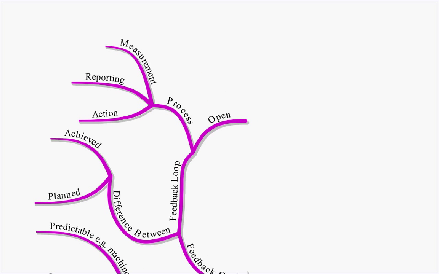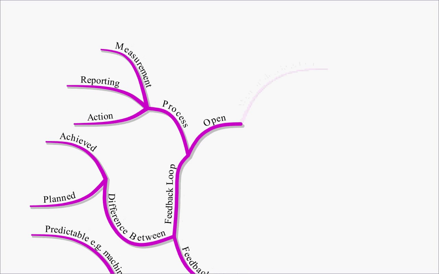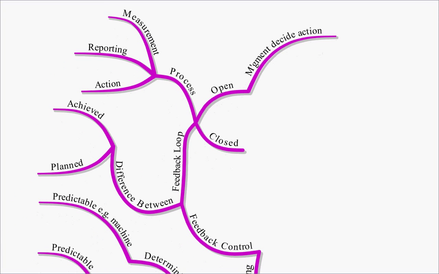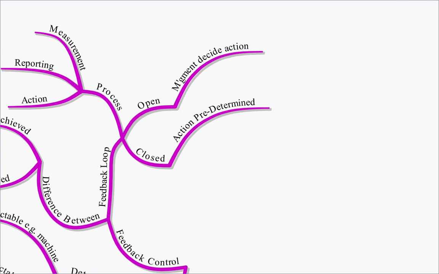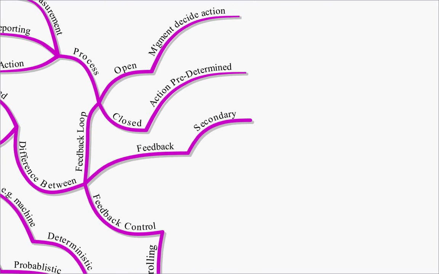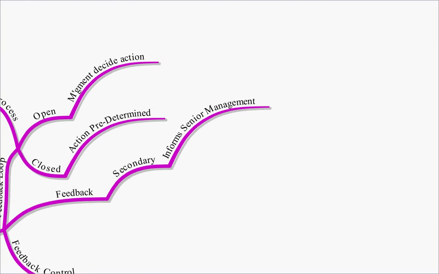An open feedback loop will involve management deciding the action. A closed feedback loop is when the action is predetermined, management don't have any input. Okay, a couple of types of feedback. Primary feedback will go to the line manager, but sometimes if there's a large variance you may get secondary feedback, and this goes straight to senior management.